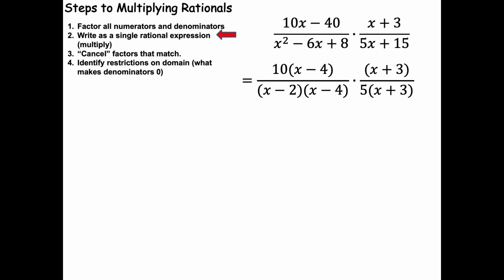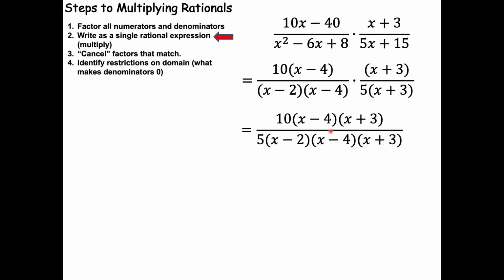Okay? So now we're going to write this as a single rational expression. So this is the multiplication step. So it's telling me to multiply these two. So multiplying them is nothing more than writing it as one big thing being multiplied across the top and across the bottom. Now, if you notice, the denominator here looks a little different than the denominator down here. Because it's being multiplied, and because I like having my monomials, like this 5, out front, like this 10 is, I can move them around.